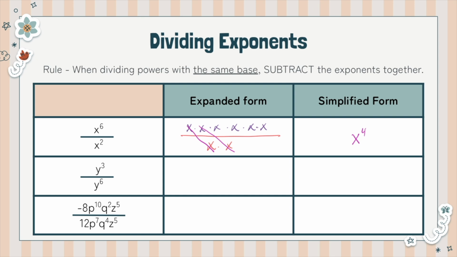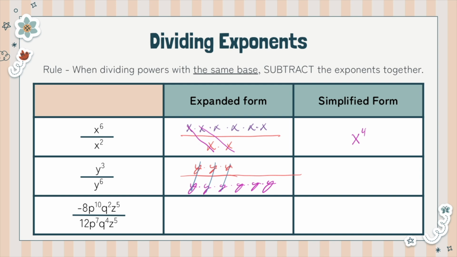We've got y. So we've got 3 y's on top, and we've got 6 y's on the bottom. So we'll write our 6 y's: 1, 2, 3, 4, 5, 6. And again, we're going to do some canceling. So we're going to cross off ones so we see what we have left over. So these are crossed off, crossed off, crossed off. And we have 3 y's on the bottom, but we have nothing on the top.